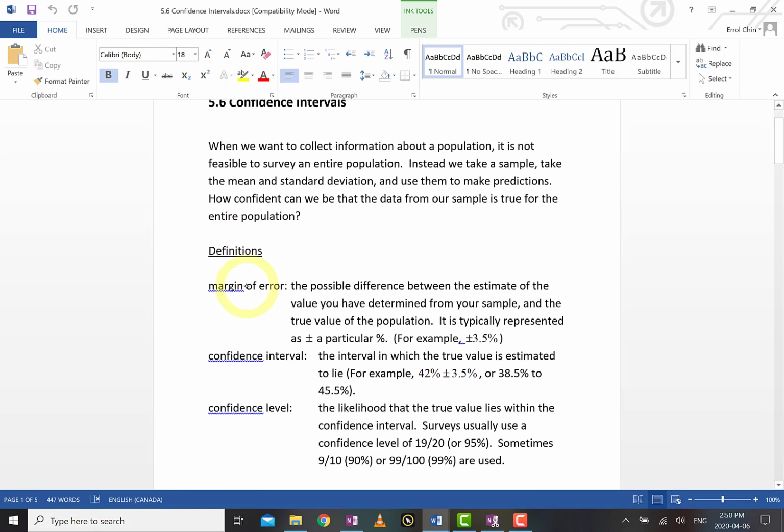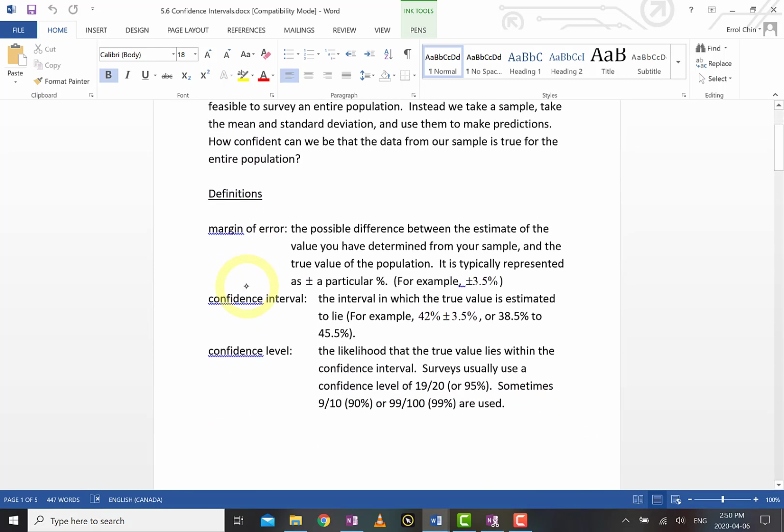So before we begin, we need a couple of definitions. The first thing is the margin of error: the possible difference between the estimate of the value you've determined from your sample and the true value of the population. So how far off are our measurements from the sample compared to the true measurement of the entire population? It's typically represented as a plus or minus of a particular percentage. For example, plus or minus 3.5%.